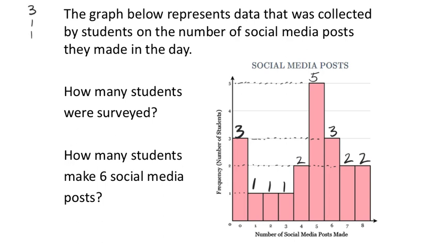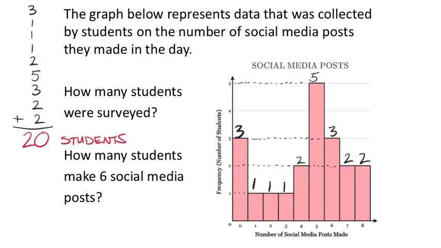3, 1, 1, 1. That's 6. Plus 2 is 8. Plus 5 is 13. Plus 3 is 16. Plus 2 is 18. Plus 2 is 20. We're adding these all together. So from what I can tell, there were 20 students in this survey. So 20 students in the survey. Since I'm doing this by hand, I am labeling it, although I believe on the assignment you do not have to put the label. But there were 20 students that were surveyed total in this survey.